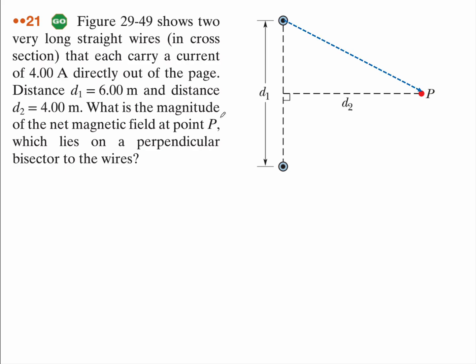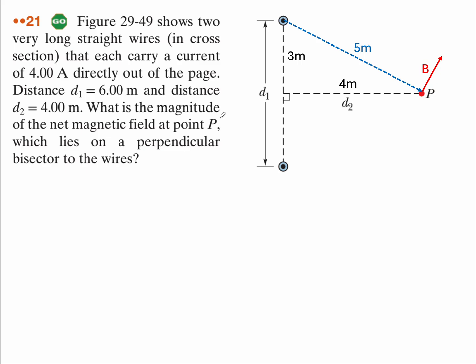Well, first of all, we need to figure out the distance here. And if you work it out, the magnetic field, if you do your right-hand rule, should be pointing in this direction, perpendicular to that distance that we just drew. The distance, since we know the total distance D1 is 6, that's 3 meters to the bisector, 4 meters out, that's a 3, 4, 5 triangle.